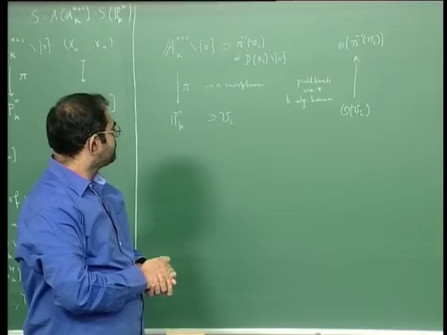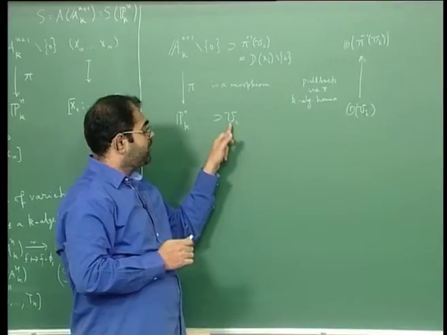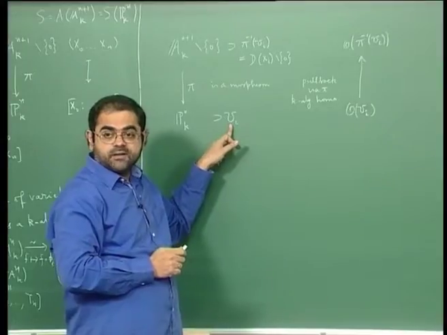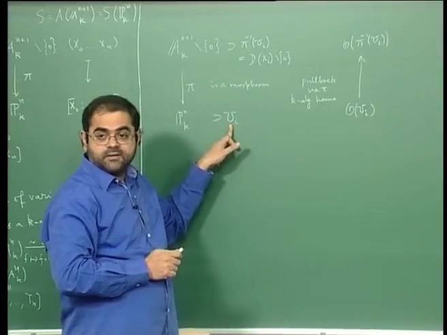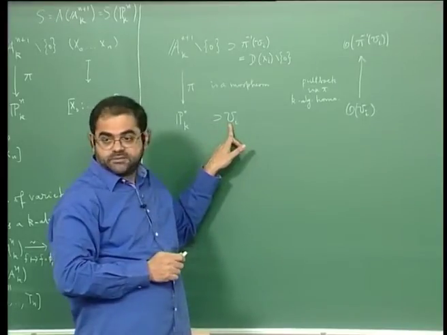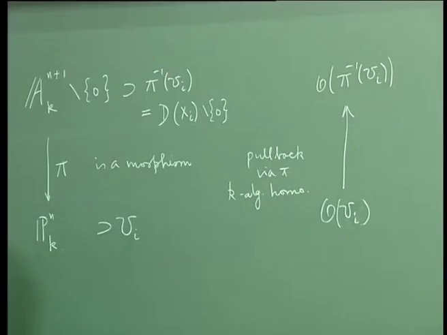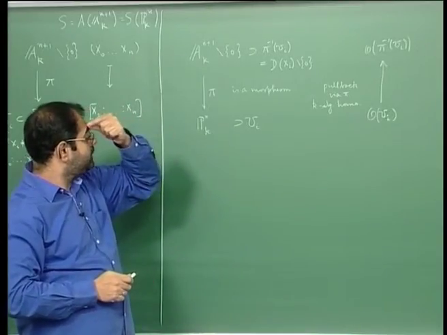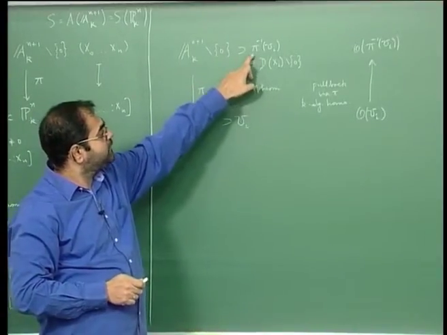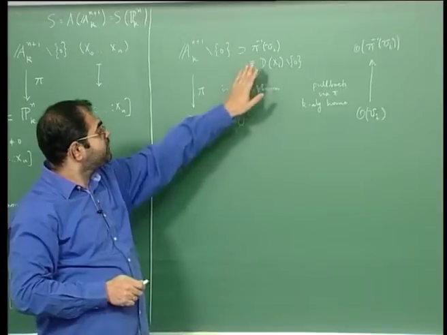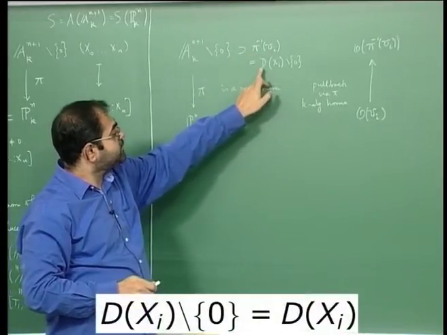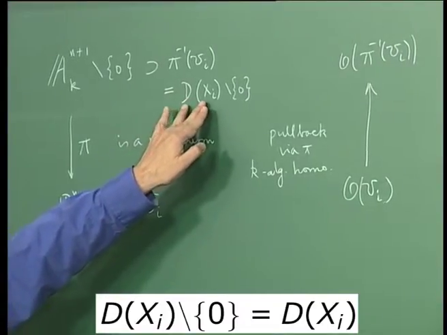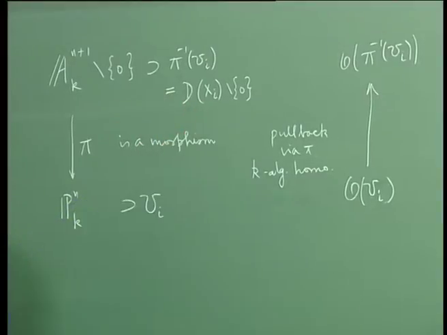And mind you, ui is a variety as far as our definition is concerned, because our definition allows varieties to be either affine or quasi-affine, or projective or quasi-projective. Ui is a quasi-projective variety. It is an open subset of a projective variety, in this case projective space. And the point is that pi inverse ui is also a variety. Pi inverse ui is actually just the variety D(xi). It's a basic open set.